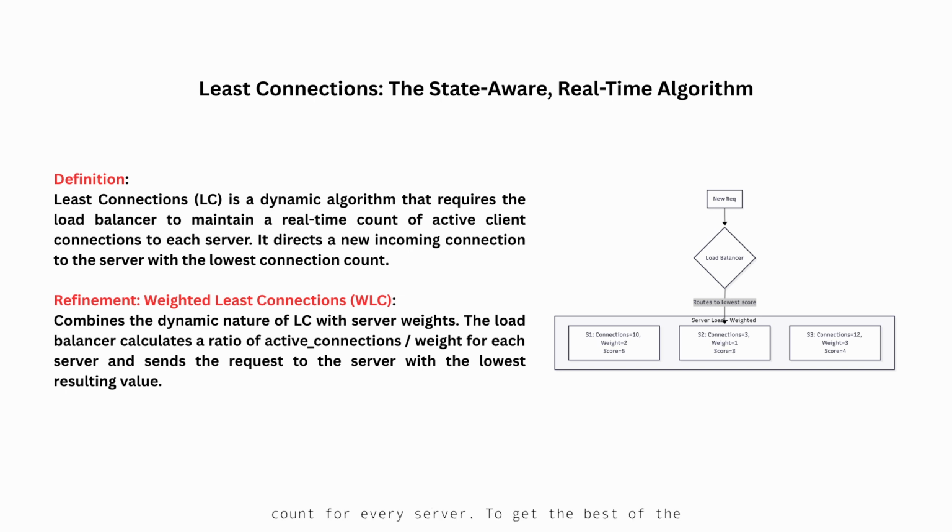To get the best of both worlds, we use weighted least connections, or WLC. This elegantly solves the heterogeneous server problem for dynamic load balancing. Instead of just picking the server with 3 connections over the server with 5, it divides the connection count by the assigned weight, constantly optimizing for highest performance across the entire fleet.